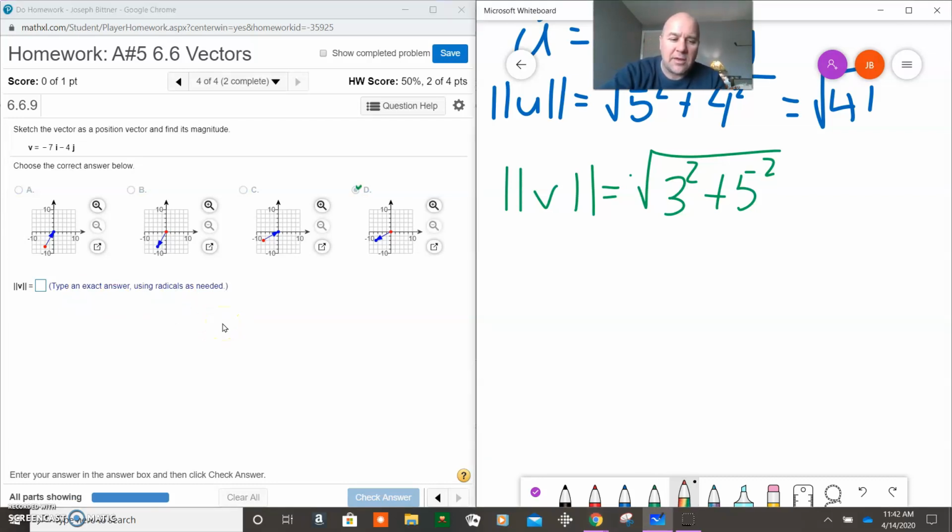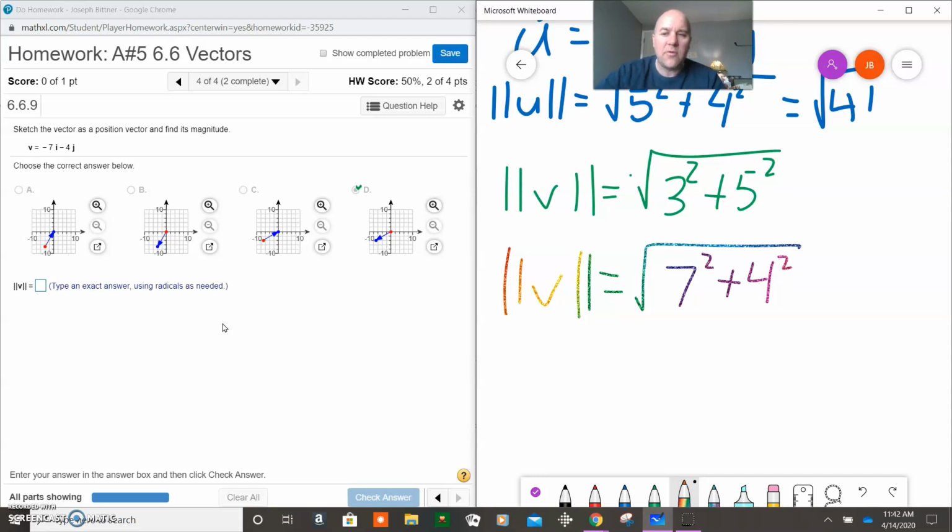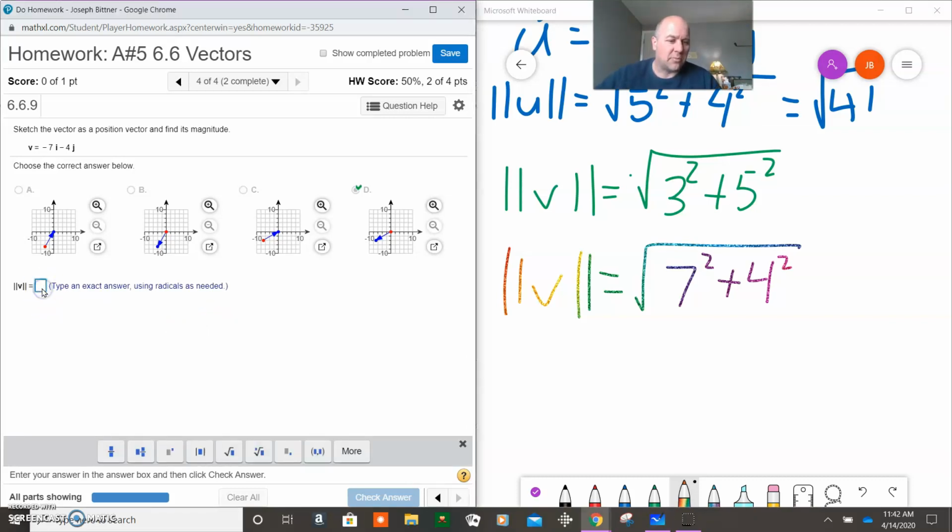Now, when we do the magnitude on this one, just notice how I write out the 7 and the 4. I don't even put the negatives because even when you take a negative squared, negative times negative is still a positive. So 7 squared plus 4 squared is 65. And so I'm going to write this as a square root of 65.